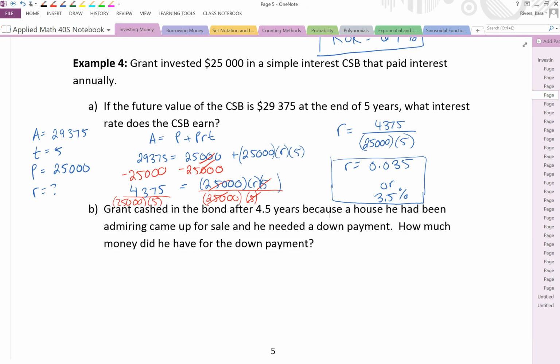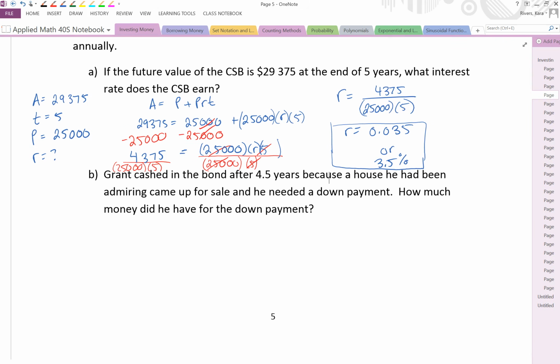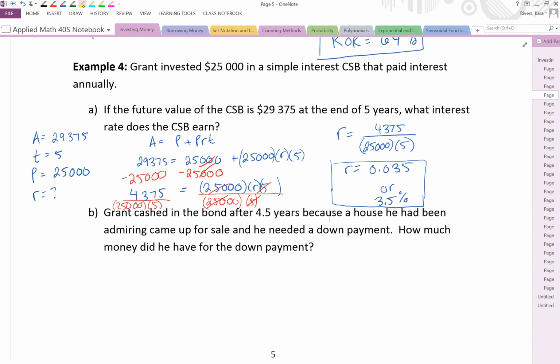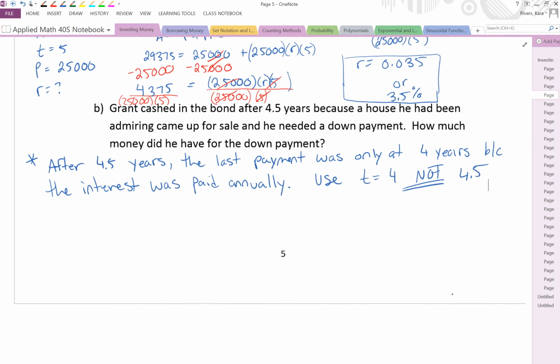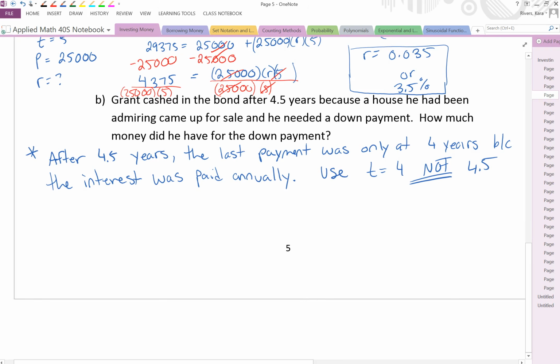Now it says that Grant cashed in the bond after 4.5 years because a house he had been admiring came up for sale and he needed a down payment. How much money did he have for the down payment? So again, remember, depending on how our investments are being paid, the interest is paid annually. He's not going to get the amount of interest that he would have earned if he waited till 5 years. So in this situation for B, our time that we're going to be using is just 4 years. So just making a note for ourselves saying exactly that: use T as 4, not 4.5.